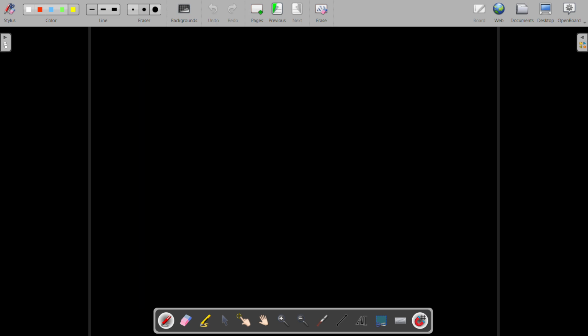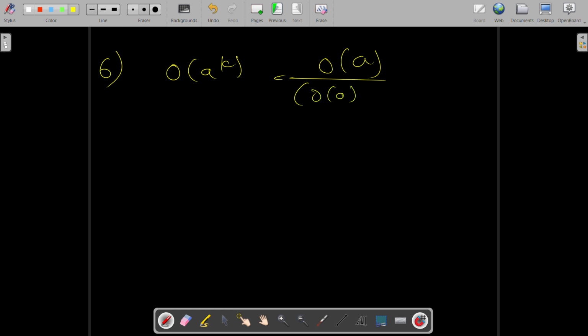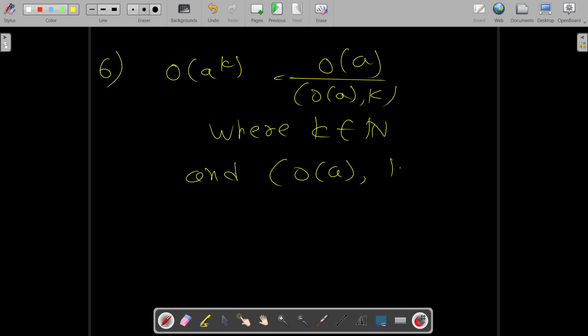Now there are three more properties left. I've studied all these properties before in the group theory lectures which I have taken. The 6th property: the order of a to the power k equals the order of a divided by the GCD of the order of a and k, where k belongs to N. This is the GCD of k and the order of a.